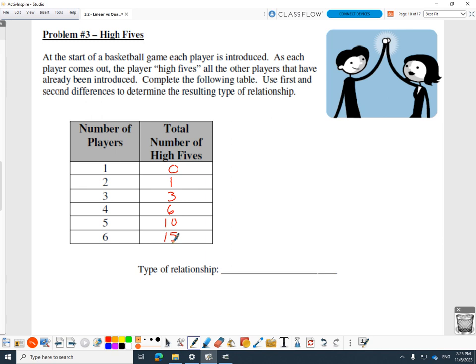Okay, first differences. How much did the first one go up by? 1. Then how much did we go up by? 2. Then how much? 4. Then how much? 5. Is it linear? No, those are not all equal. It's not linear. Is it quadratic? The second differences go up by 1, up by 1, up by 1, up by 1. Yes, it's quadratic.